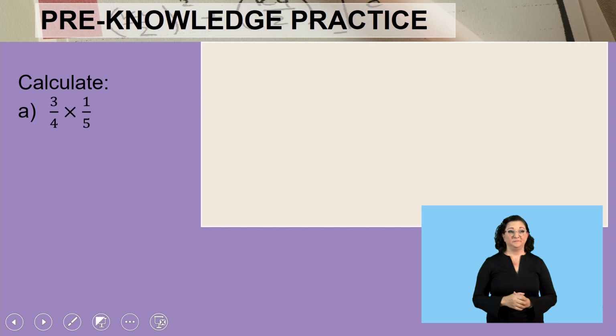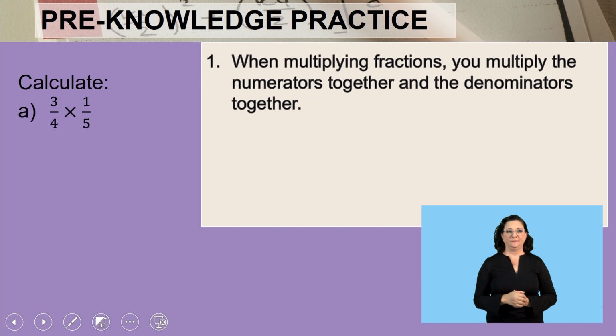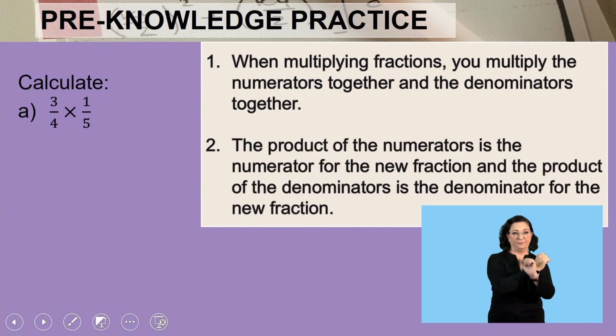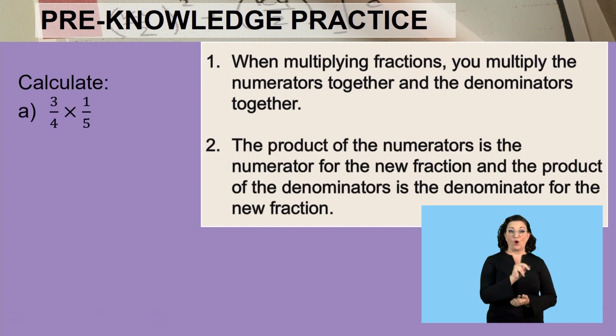Let's look at pre-knowledge practice. 1. Because we have 3/4 multiplied by 1/5, for us to multiply this, we need to remember this. When multiplying fractions, you multiply the numerators together and the denominators together. And 2, the product of the numerators is the numerator of the new fraction, and the product of the denominators is the denominator of the new fraction.